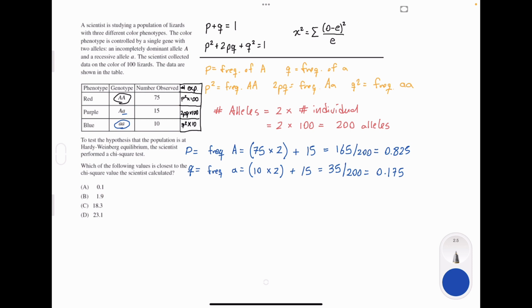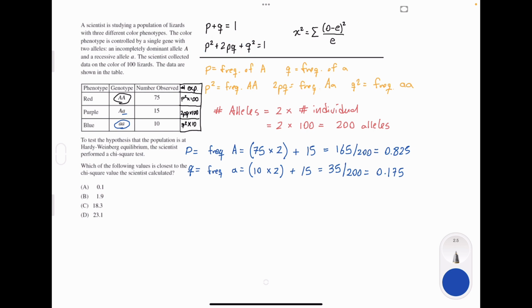Once we've solved for our p and our q values, we can now use our second equation of the Hardy-Weinberg equilibrium to solve for our p squared, 2pq, and q squared. Each of those numbers can then be plugged into here and multiplied by 100 to get our number of expected for each of the 3 phenotypes. So let's go ahead and work through that.